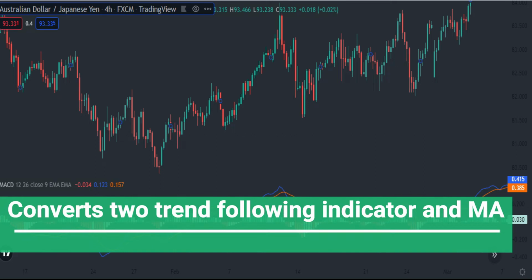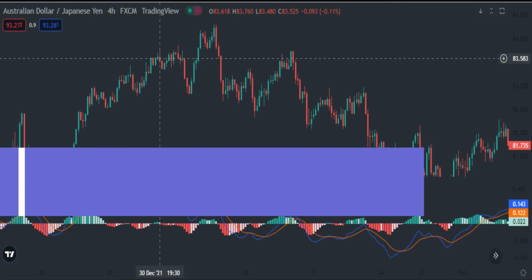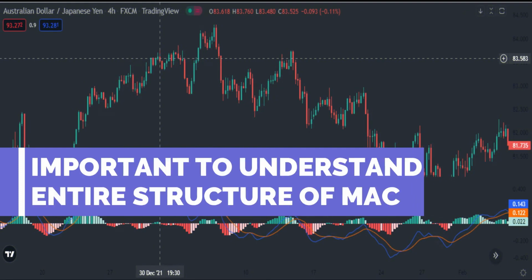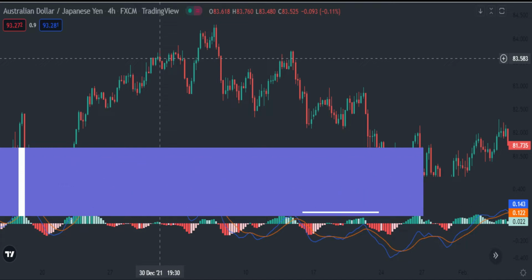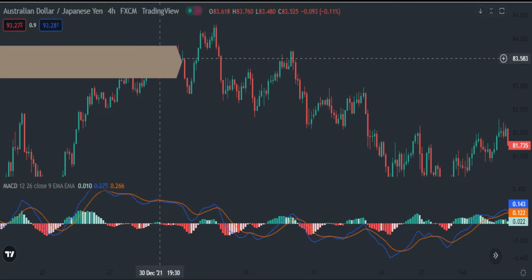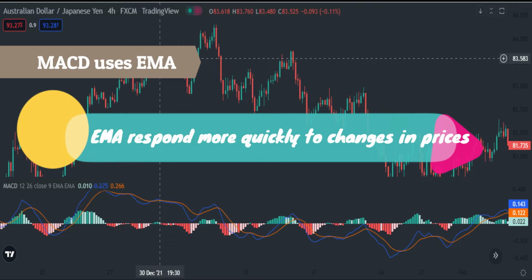The MACD converts a trend-following indicator, a moving average, into a momentum oscillator by subtracting the longer moving average from the shorter moving average. The MACD indicator is easy to use, but it is important to understand its entire structure. By understanding MACD completely, we can generate huge profit, as we can anticipate and trade larger moves in the market before they occur. The MACD uses exponential averages as they respond more quickly to the changes in price.